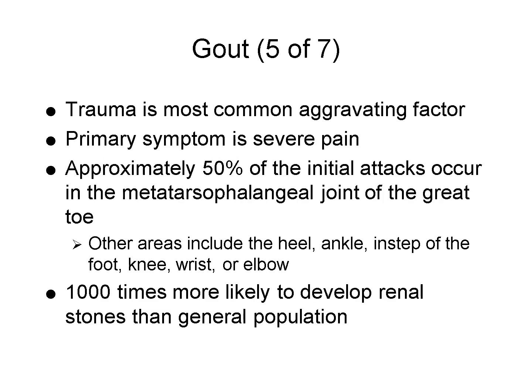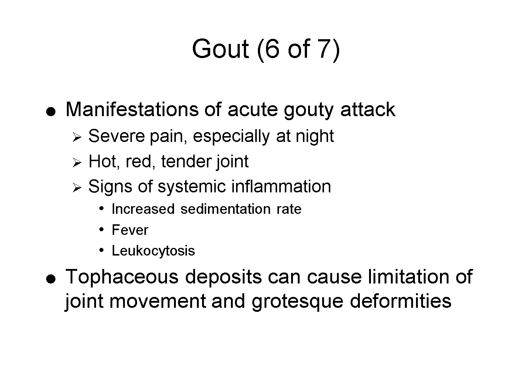Trauma is the most common trigger for an acute gout attack. The first metatarsophalangeal joint, the base of the big toe, is affected in over half of initial cases. Other joints such as the heel, ankle, knee, wrist, or elbow can also be involved. People with gout are at much higher risk for renal stones and joint damage over time. During an acute attack, the joint becomes red, hot, swollen, and extremely painful.